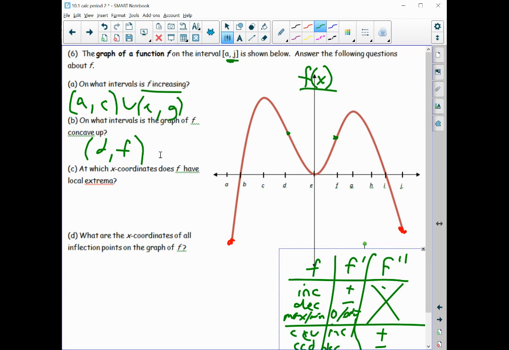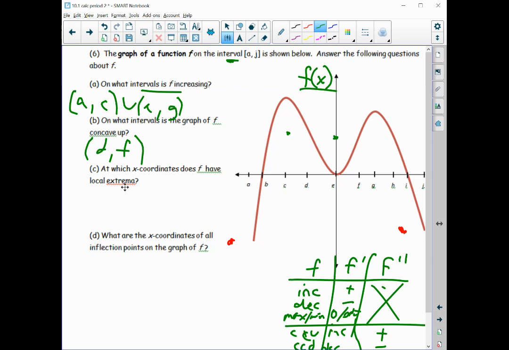Okay. At what x coordinate does F have local extrema? Extrema just refers to the plural of maxes and mins. So looking for local extrema, that's going to be our local maxes and mins.